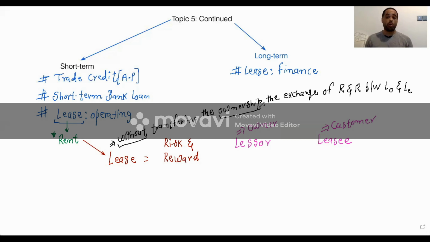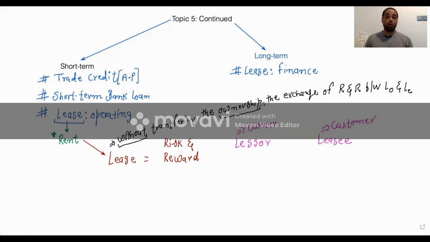Remember, I am giving you the example of a hotel room. I'm not giving you the example of renting a room from a private owner, not for commercial purposes. I'm not talking about that one. In Vietnam, in Ho Chi Minh City, some people do that. They rent a room and then rent that room to someone else. That's not an operating lease. That is a finance lease. All right. So the hotel room is exactly an example of the operating lease.